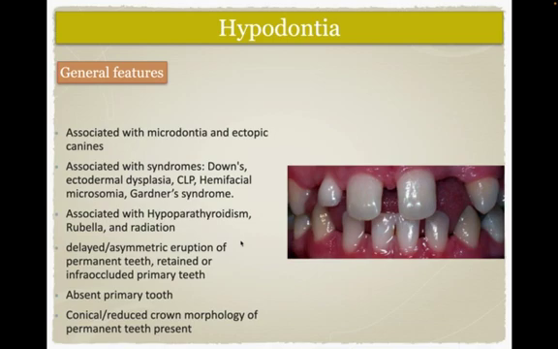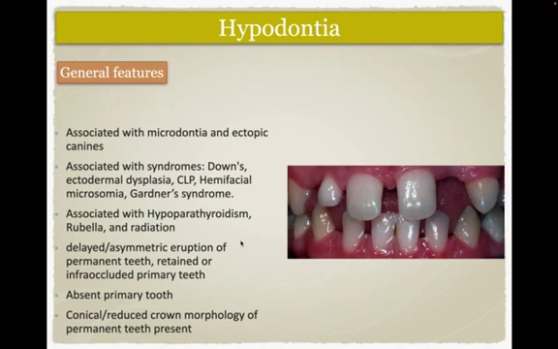Now, there may be a delayed or asymmetrical eruption of the permanent teeth. So basically, you may have retained infra-occluded primary teeth. If you have a missing tooth, meaning a hypodontia, one side will have a retained primary tooth. We call this asymmetrical eruption of the permanent teeth. For example, if you have a missing 5 in the lower right side, the lower left side will have the 5 erupting, while on the right side the E is still there. We call this asymmetrical eruption, and the primary tooth will be retained, it could be infra-occluded.